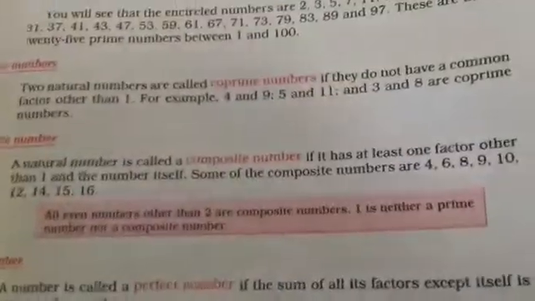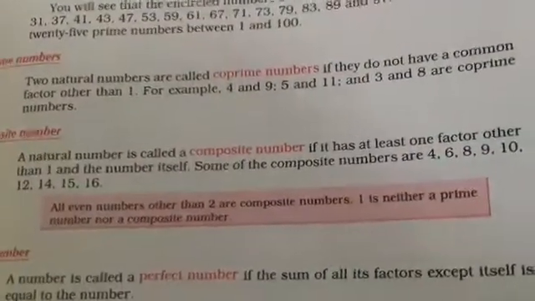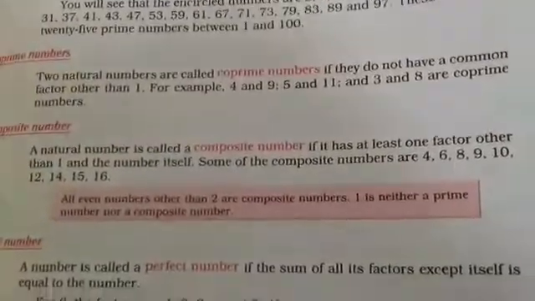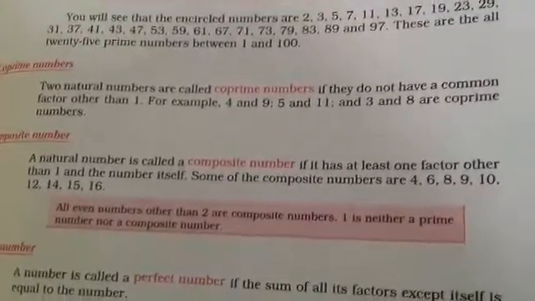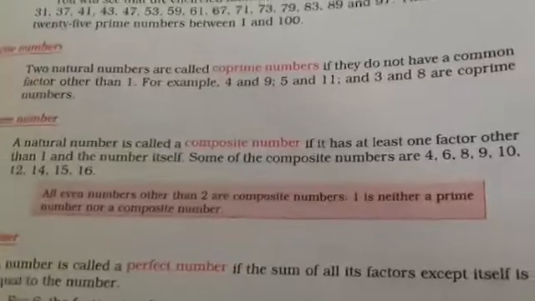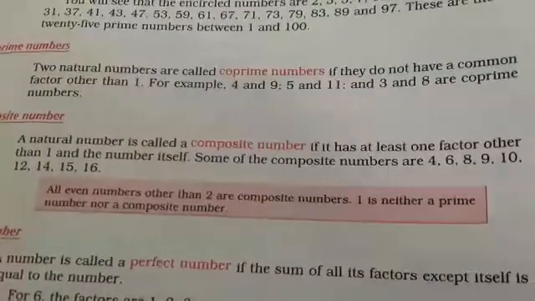Composite number. A natural number is called a composite number if it has at least one factor other than 1 and the number itself. Some of the composite numbers are 4, 6, 8, 9, 10, 12, 14, 15, 16, etc. So in other words, the numbers which have two or more factors are called composite numbers.